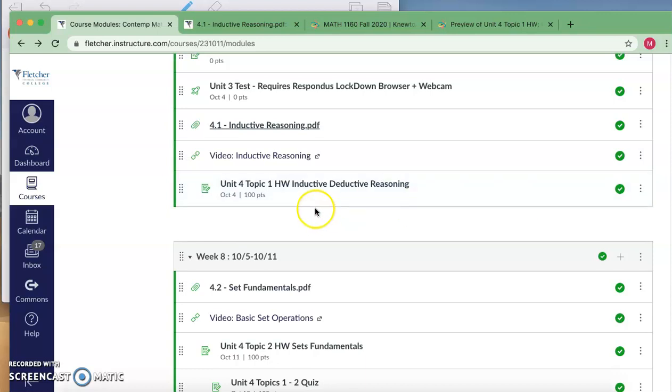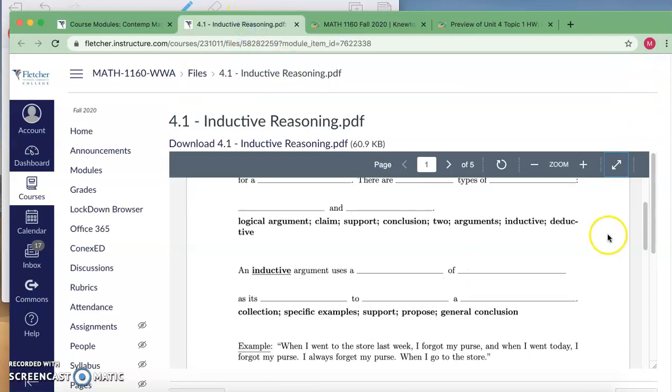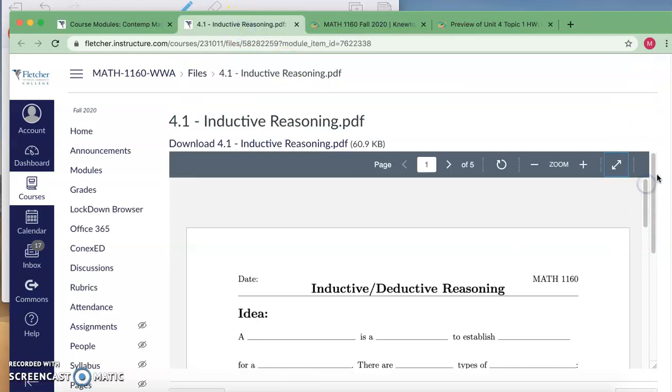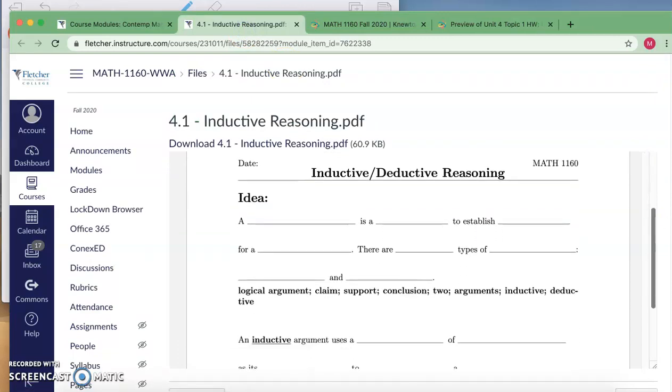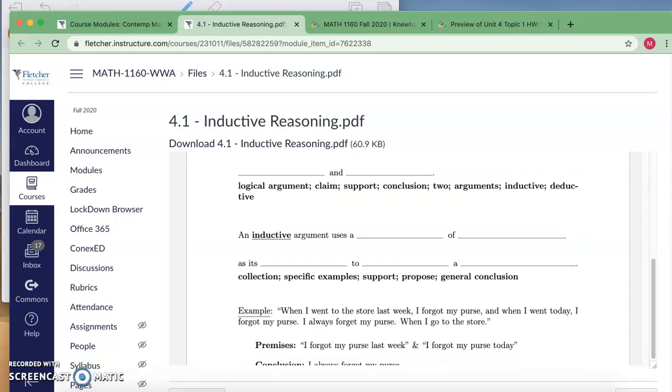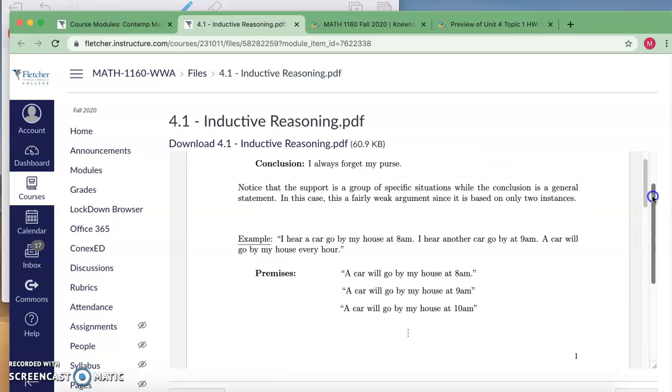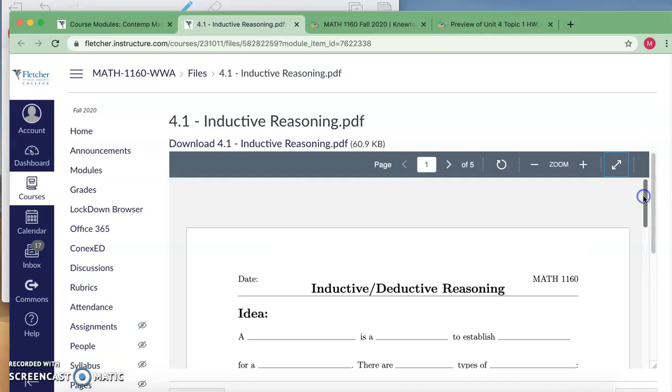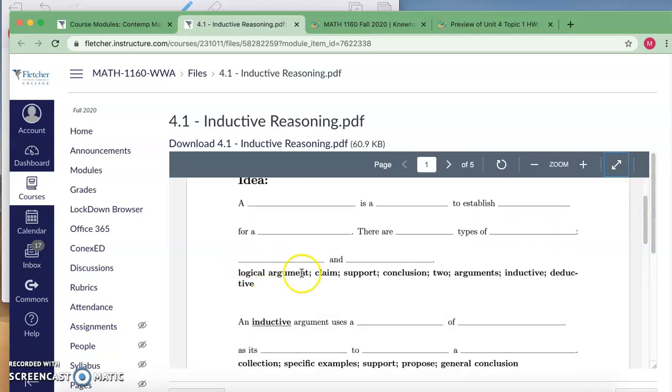So just so we make sure we're clear, in the modules, you have 4.1 inductive reasoning. When you open that, you'll see this sheet. In this sheet, you have a bunch of fill in the blanks and some other information like examples. With the fill in the blanks, I just want to make sure everybody sees that the answers are down below. So you do have the answers.